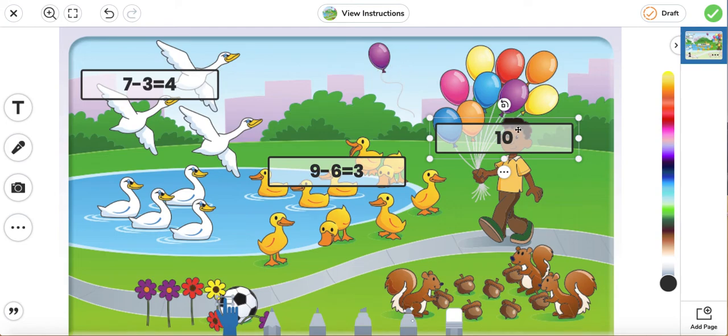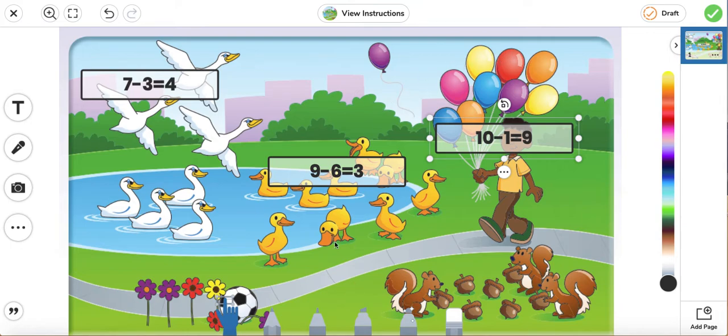One of them flies away. So I'm going to put -1 because 1 flew away. Put my equal sign. What's my answer? 9. So if we count all the balloons that are still here that did not fly away, we should get 9. 1, 2, 3, 4, 5, 6, 7, 8, 9.